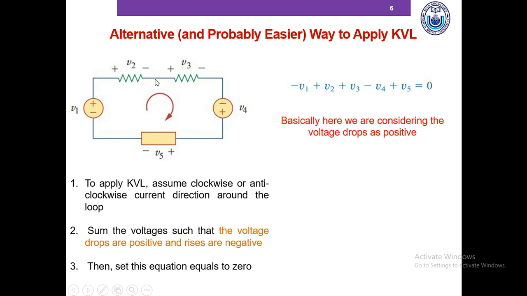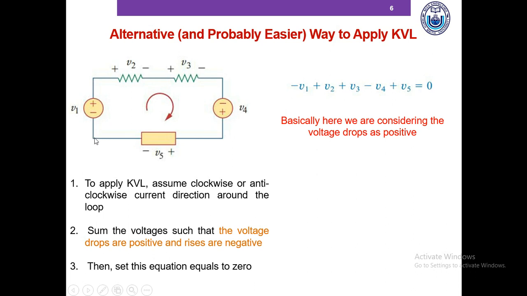And you sum the voltages such that the voltage drops are positive and rises are negative. So here we don't write the voltages on two sides of the equation. We write them on one side, just like we did for KVL, assuming that the voltage drops are positive. Remember what we just did for KCL? We assumed that the current going out of the node is positive and current coming inward is negative. We're doing the exact same thing. Here we're assuming that the voltage drops are positive and the rises are negative.